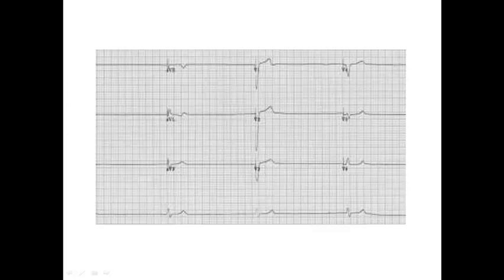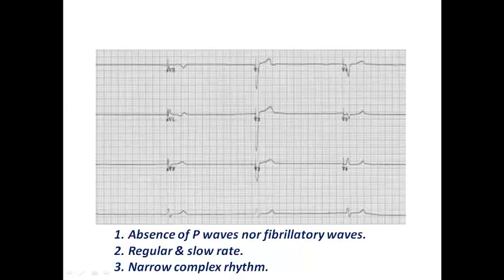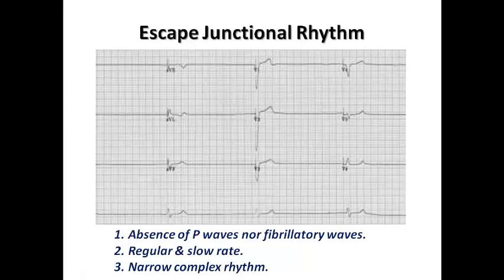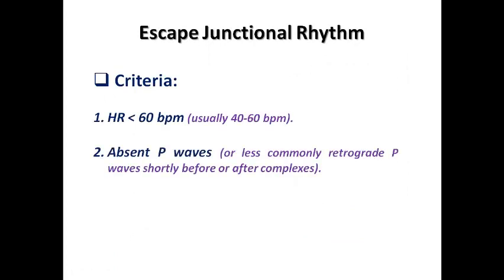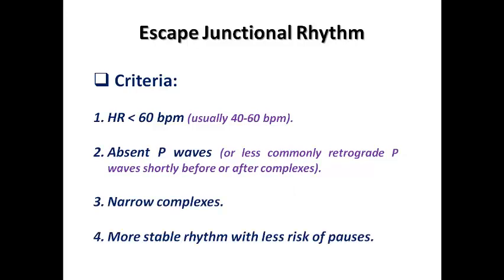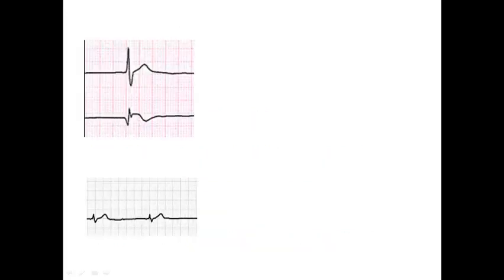So for example here we can see that there is regular narrow-complex rhythm with absence of P wave, and usually the heart rate is slower here, and so we can call this escape junctional rhythm. And also, as we remember the criteria here, we mentioned that heart rate is less than 60 beats per minute, absent P waves or sometimes retrograde P wave before or after, and narrow-complex, and it is characterized by a very important criterion, which is a more stable rhythm with less risk of pauses or asystole.